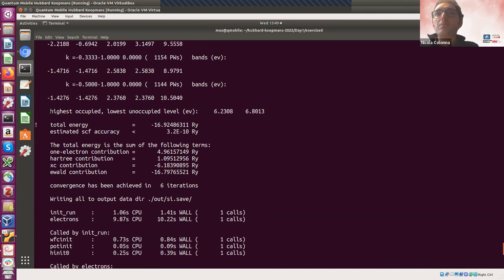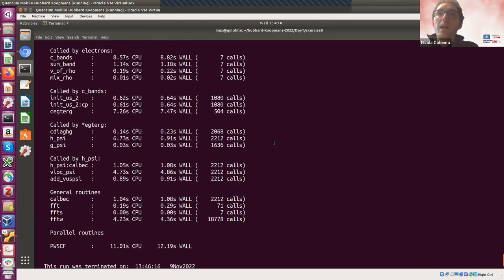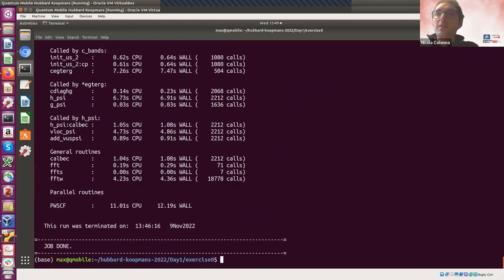And at the end, for convenience, it's also reported the highest occupied and the lowest unoccupied energy level, which gives you the band gap of silicon, and the total energy, which is the ground state energy for this system. And that's it. The calculation is very fast. It took 30 seconds in this virtual machine. And that's all.